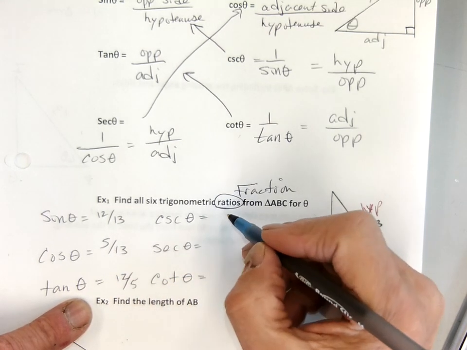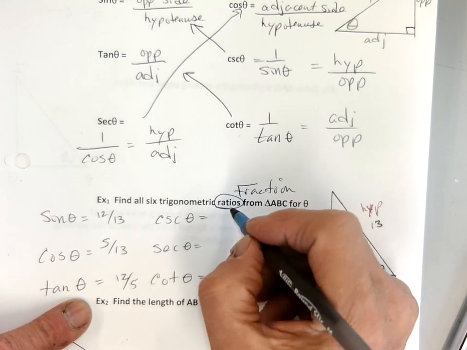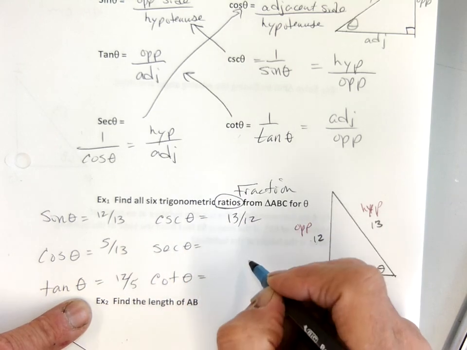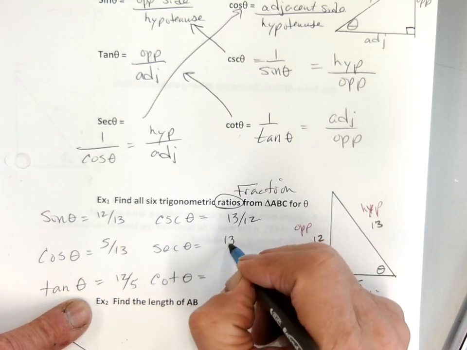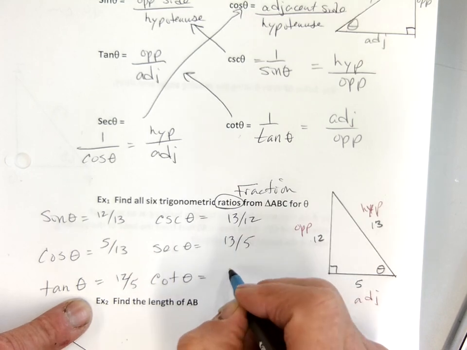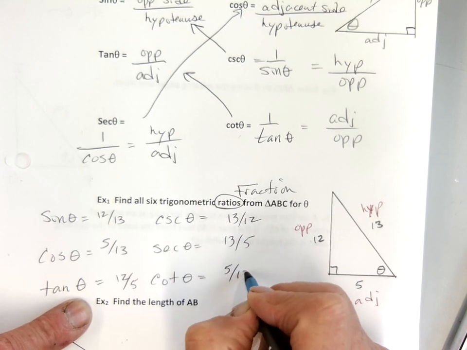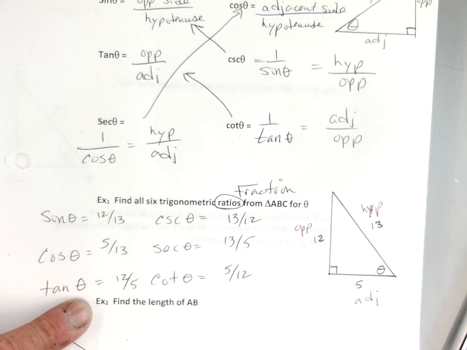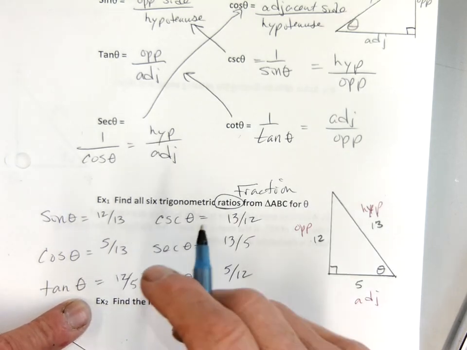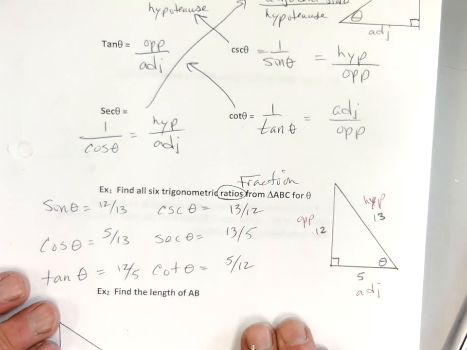What's the cosecant? 13 over 12. Yep. Secant? Yep. Cotangent? Easy. Thumbs up? Good. I mean, we're going to hit something pretty easy. This next week should be a lot easier than some of the other things we've done, okay?